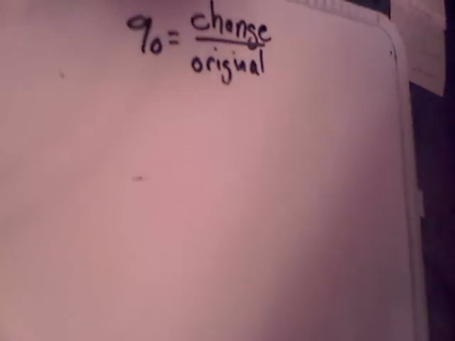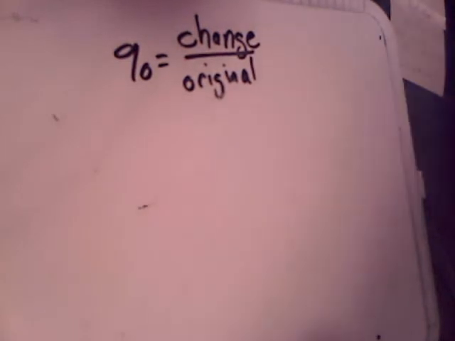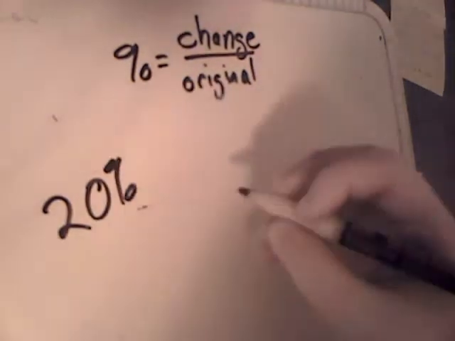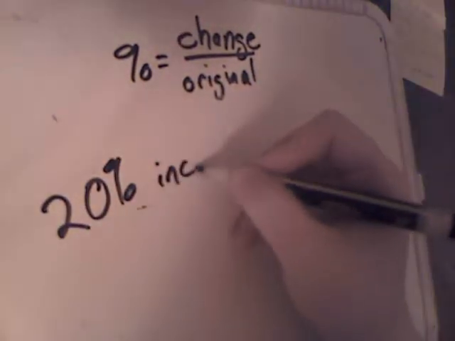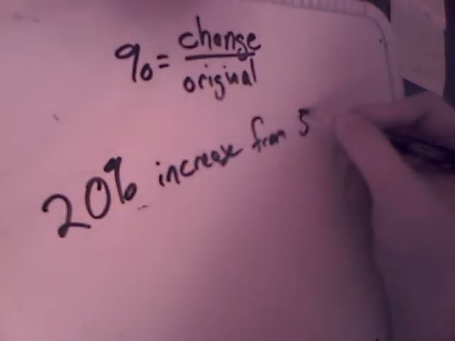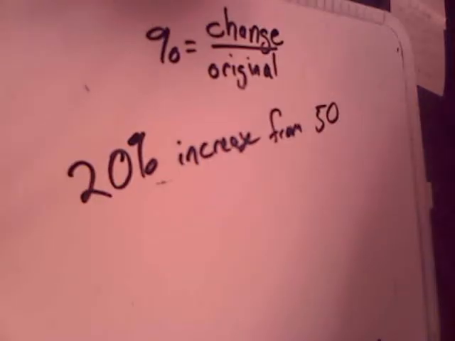And there's one more thing to look at. What you're going to want to do here is consider what happens if someone gives you a percentage and either the first number or the second number. So for example, a 20% increase from 50. What's the 20% increase from 50? Well, now we need to adjust this formula a little bit in the way that we set it up.